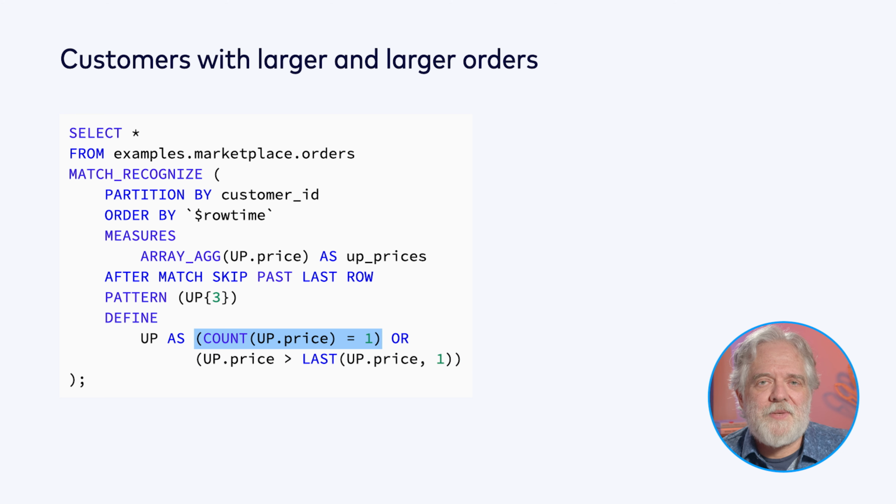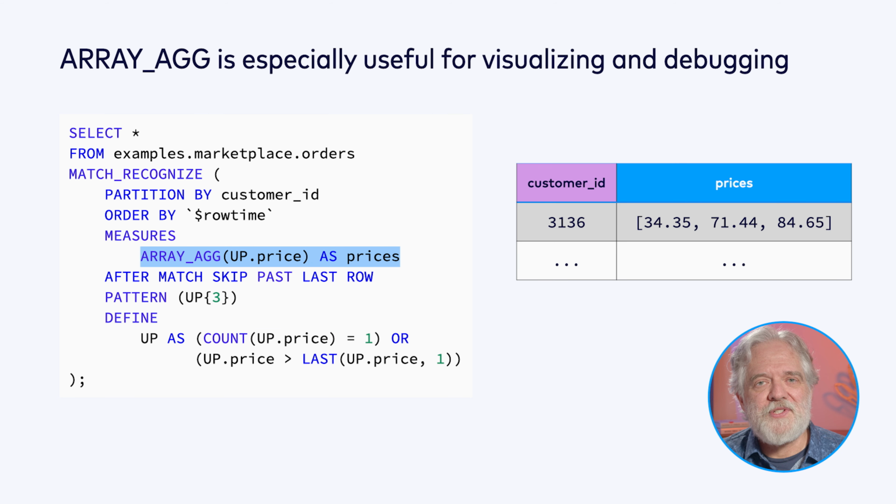Last is not well defined when the sequence of matched records is empty, so I've used the highlighted condition to bootstrap the pattern matching. The count is equal to 1 when the first record is being added to the variable up. Once the count is no longer 1, or in other words, once the up variable is no longer empty, subsequent matching orders will need to have higher and higher prices. For this example, I've chosen to produce as output an array containing the prices of the 3 matching orders. I find this array aggregation function really useful. It's especially helpful for debugging and verifying the behavior of your queries.